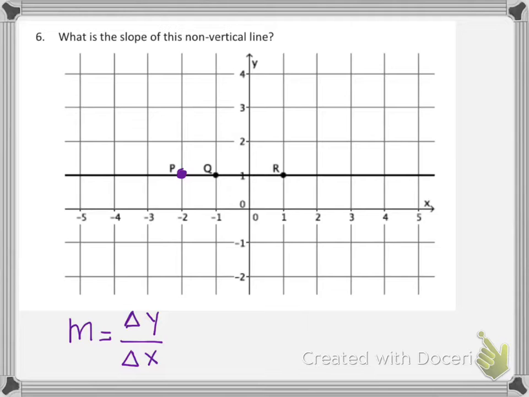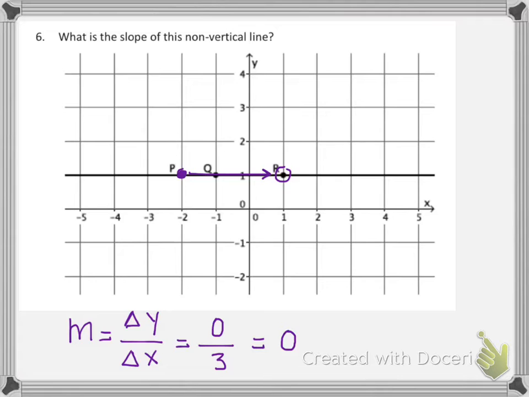So my change in y, well, in order to get from P to Q or R, either one, well, let's do R. In order to change from P to R, I don't go up or down at all, do I? So my change in y is 0. And then my change in x, I would have to move to the right 3. So that's a positive 3. And what's 0 divided by 3? 0. So my slope of this line is 0.